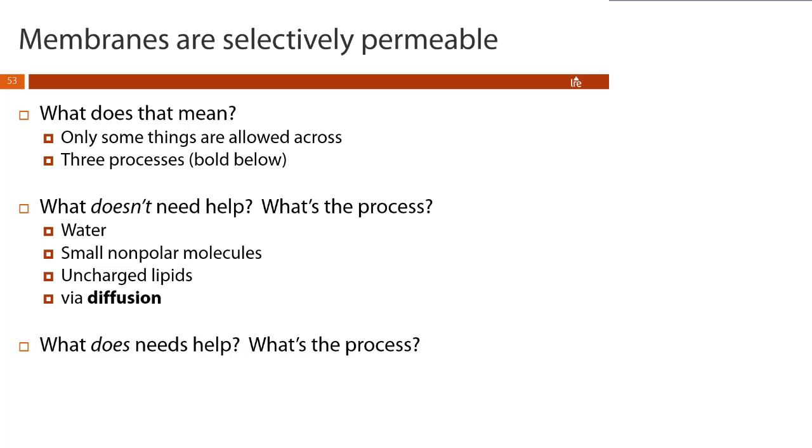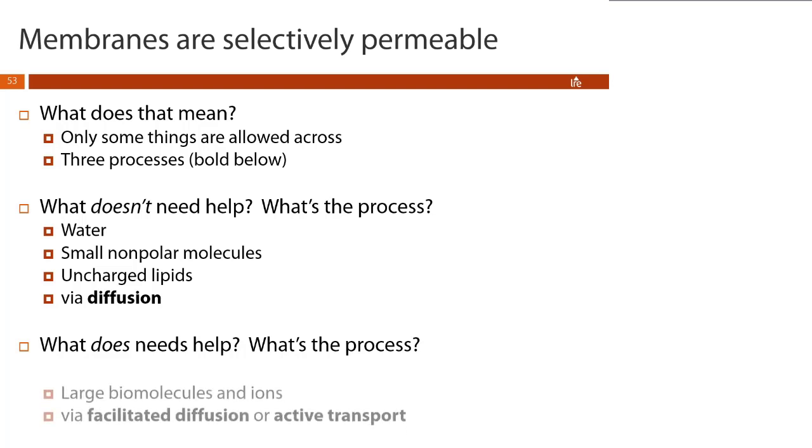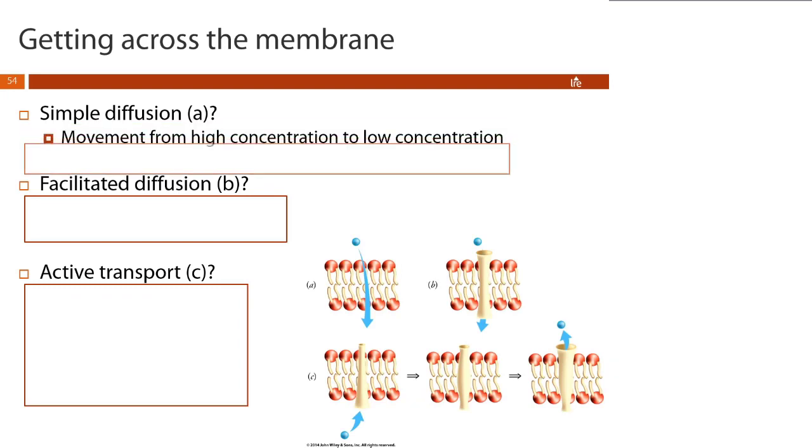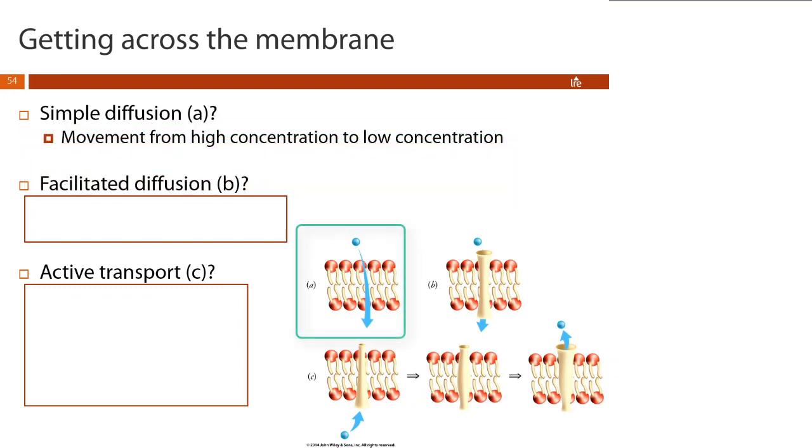So how do we get other things across a cell membrane? What if we need to transport an ion, or we need to transport a large biomolecule like a protein? Well, this is going to require either facilitated diffusion or active transport. So we already talked about simple diffusion. That's just movement from high concentration to low concentration, and that's what you see in figure A here.